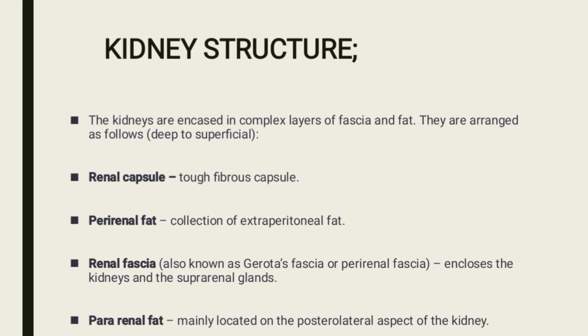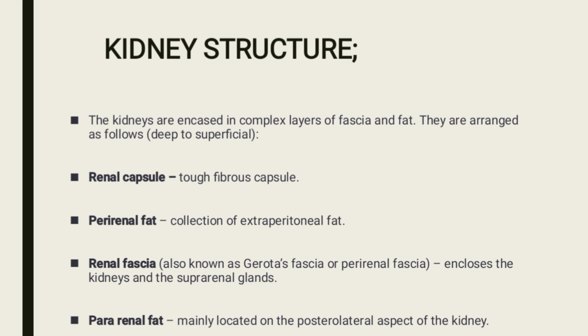Then kidney structure. The kidneys are well protected by multiple coverings. Starting from the inside out, the first layer is the renal capsule, which is a tough fibrous coat that directly envelops the kidney. Surrounding this is a cushion of perirenal fat, followed by the renal fascia, which is also known as Gerota's fascia or perirenal fascia, which encloses the kidneys and the suprarenal glands. Then there is pararenal fat, which is mainly located on the posterolateral aspect of the kidneys. This pararenal fat lies outside of the kidneys, providing extra padding to the kidneys.